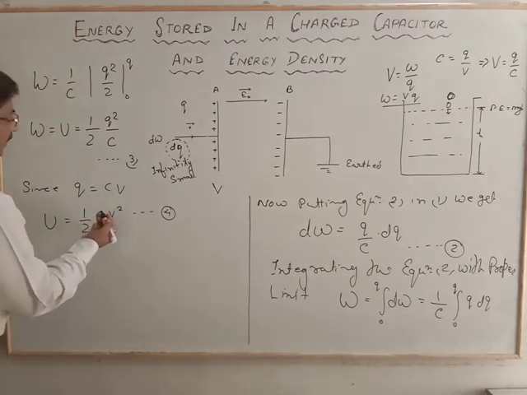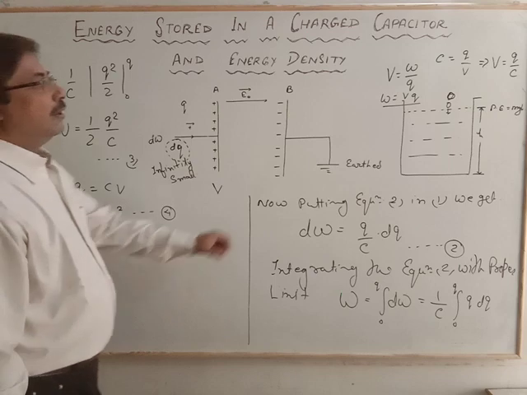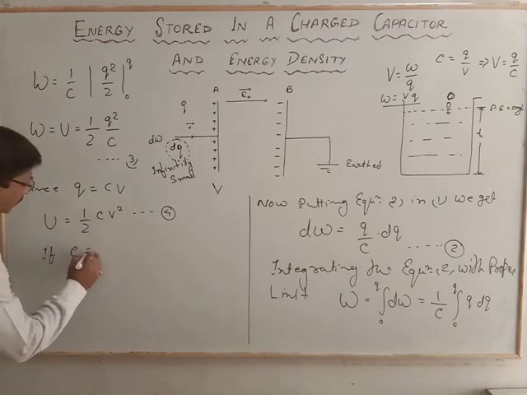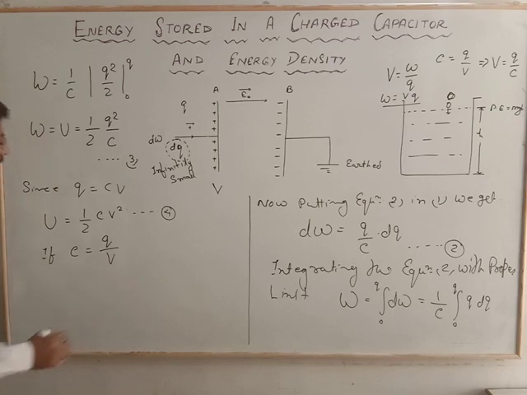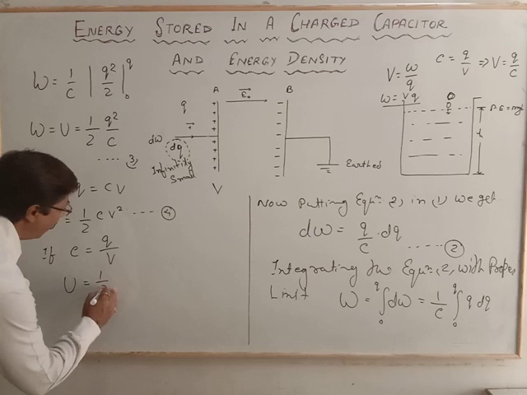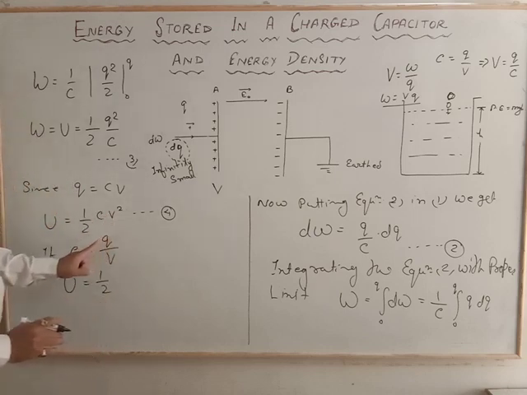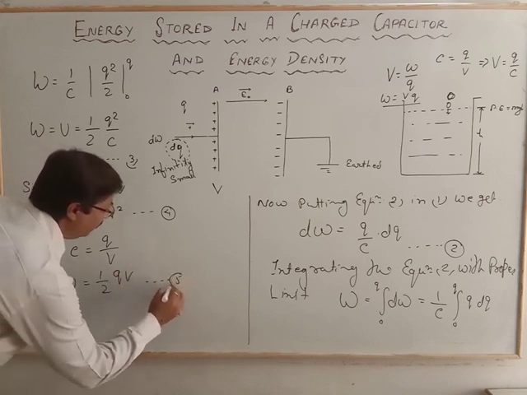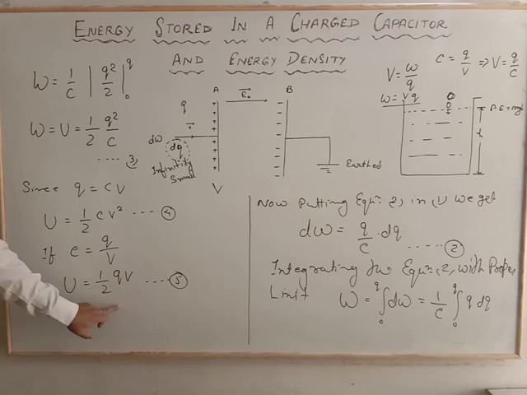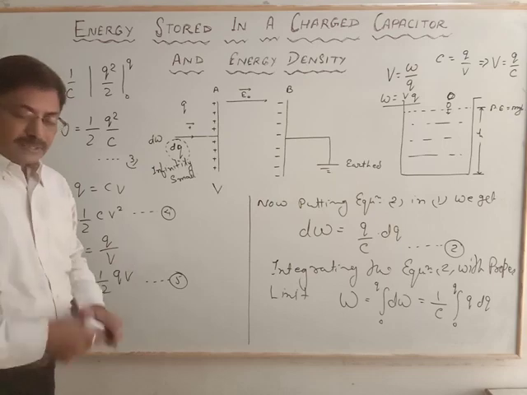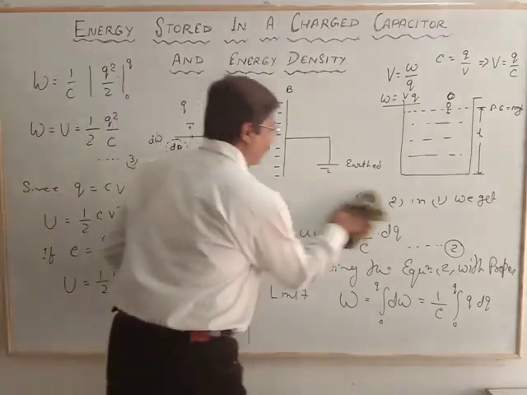If we put the value of V here, V is equal to q by C, or if C is equal to q by V, in that case we have another relation of the potential energy, that is half, and just substituting the value, QV. This is equation number 5. All three relations represent the energy stored in the capacitor. Now just see how the relation comes.